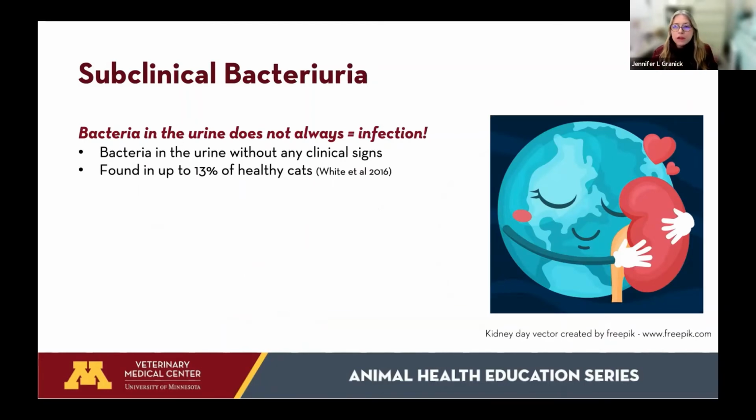Okay, so another thing that you need to be aware of is that there's a phenomenon called subclinical bacteriuria. That's a mouthful, but what it means is that there can be bacteria in the urine, even bacteria that we can culture from urine when we do bacterial culture and susceptibility testing, but it doesn't necessarily mean that there's an infection. So the presence of bacteria doesn't mean that there's an infection that we need to treat with antibiotics. If there are no clinical signs associated with the bacteria in the urine, then it's called subclinical and not really an infection at all. And this is the case in about 13% of healthy cats. They just have bacteria that we see in the urine and it's causing no problems.